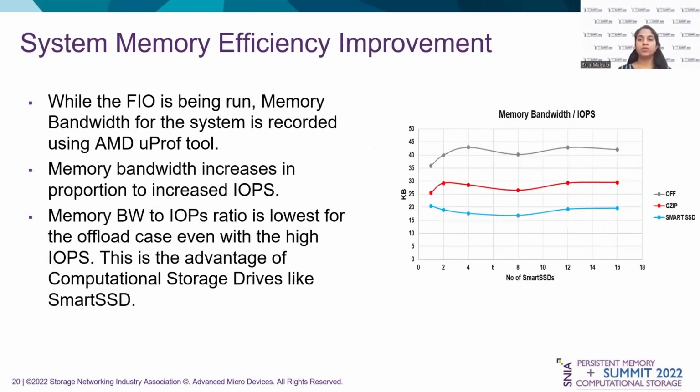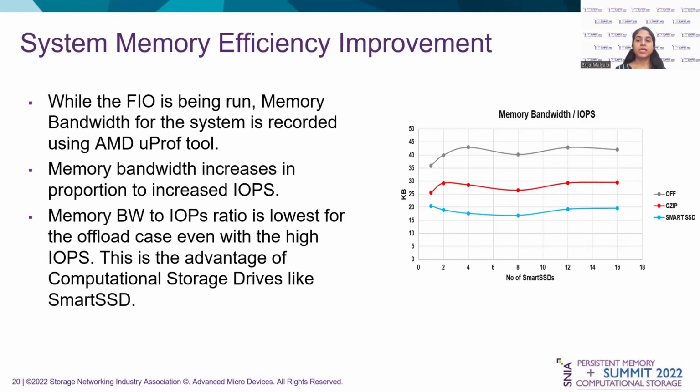Along with the improvements in throughput and CPU resource utilization, we have seen improvement in the system memory efficiency. The improvement is due to peer-to-peer data transfer. The memory bandwidth increases as the IOPS increases, and as you can see in the plot, the ratio in case of the compression offload is at the lowest while achieving the same level of IOPS as that of the compression off case, as we saw in the throughput slide.